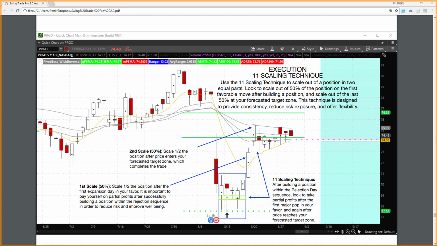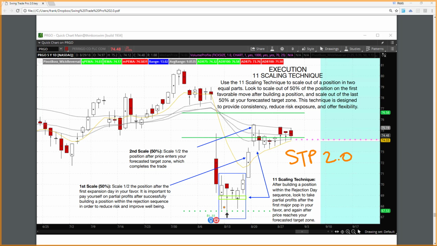Again, another rejection day trade sequence. A rejection day trade sequence, an absorption day, a failed new low, a breakout and continuation, and this thing hits our target zone. That took all of 1, 2, 3, 4, 5 days. And again, that right there is the epitome of Swing Trade Pro 2.0.